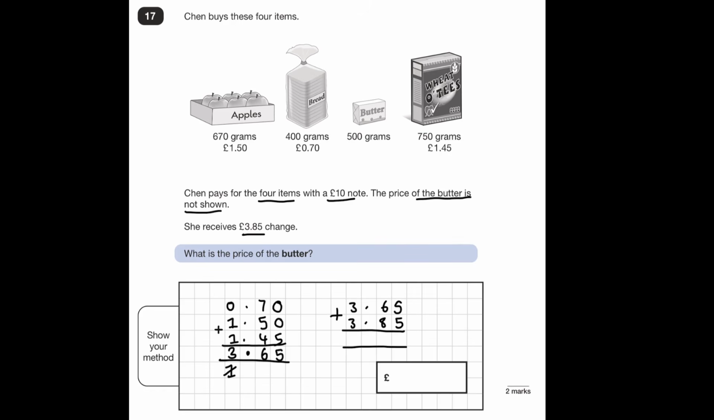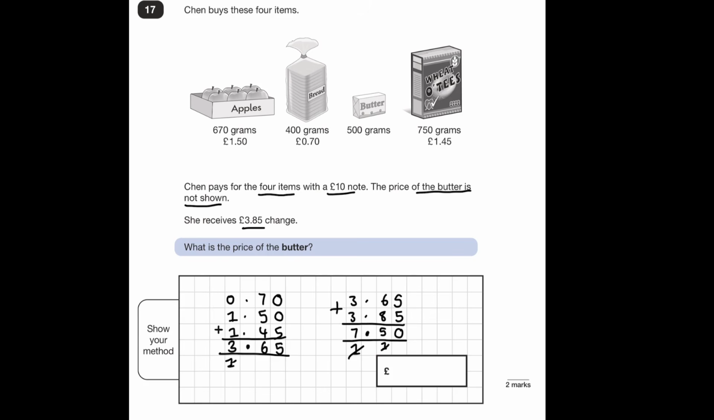5 hundredths plus 5 hundredths is 10 hundredths, which we will exchange for 1 tenth. 6 tenths plus 8 tenths plus 1 tenth is 15 tenths. So we put 5 tenths in that column and carry 10 tenths over to the ones column. 3 ones plus 3 ones plus 1 one is 7 ones. So £7.50 is the total of the remaining change and the 3 items that she bought that weren't butter.